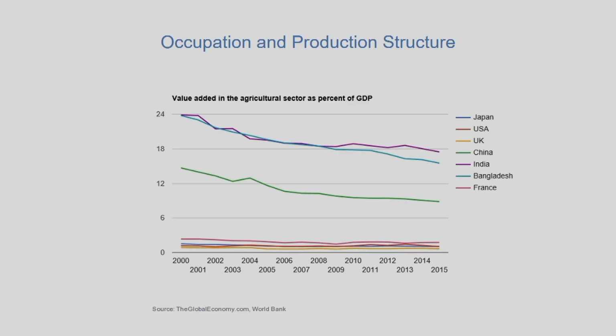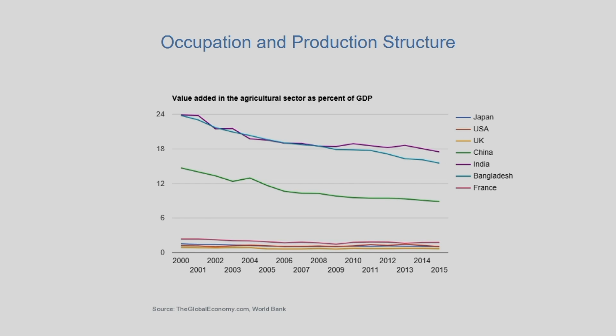Now, these are certain graphs which have been collected from globaleconomy.com, which is an initiative of the World Bank, which gives country comparisons based upon various macroeconomic estimates. If you look at this graph here, it tells us the value added in agriculture sector as percentage of GDP. What it basically means is, what is the contribution of the agricultural sector to the GDP of a country. And this is all in US dollars, and these are all in percentages.